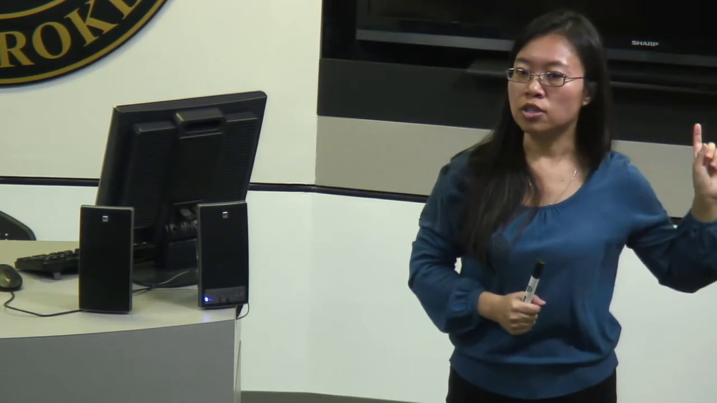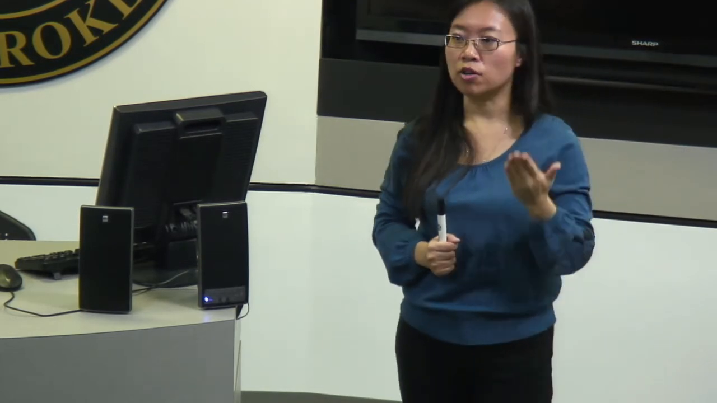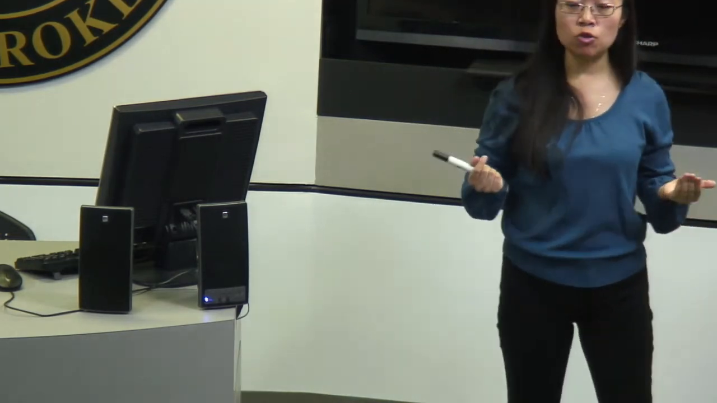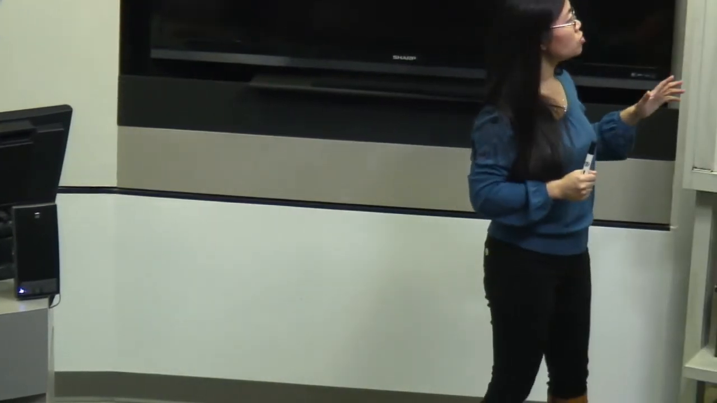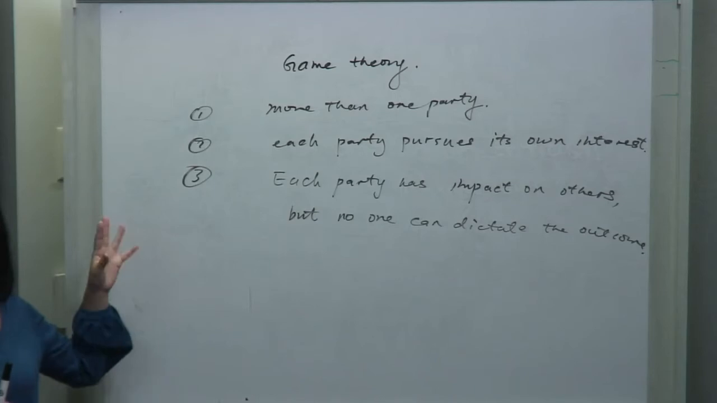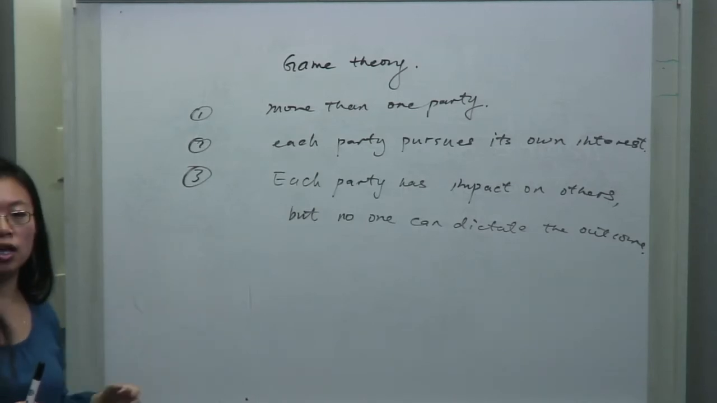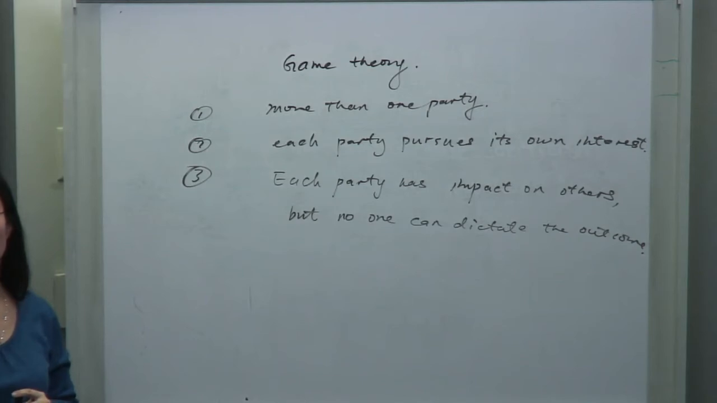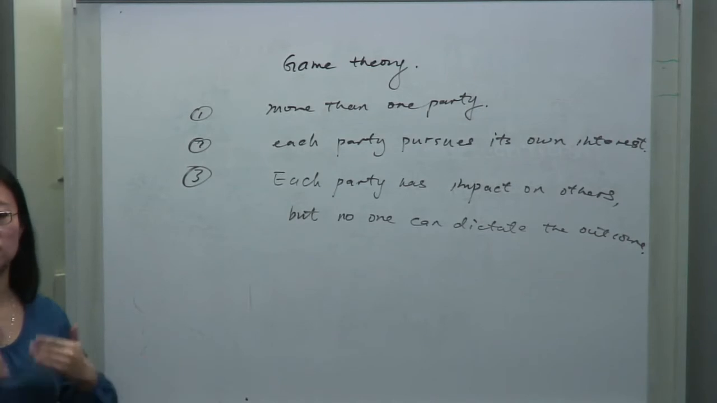And we're going to use game theory to analyze the firms in the oligopoly setting, because in the oligopoly setting, there's more than one firm. Each firm pursues its own interest, which is to maximize their profit. And one firm's action is going to influence the other firm's profit, but no firm can really dictate the final outcome. So that's why I'm introducing game theory, because it is very helpful in analyzing the economic parties' actions and their interaction with each other and predicting the outcome.